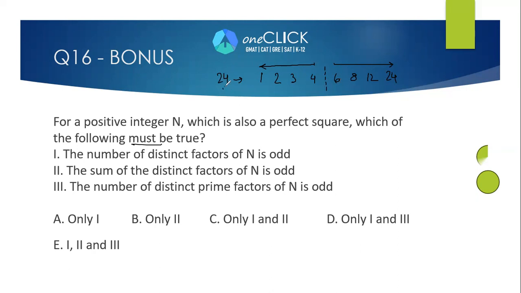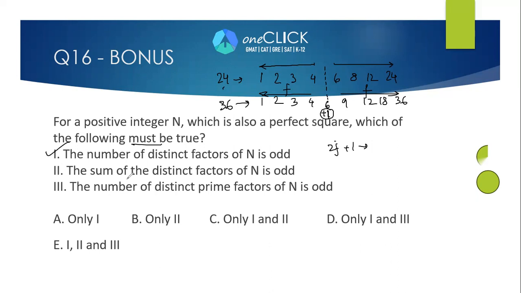Now, if this number was a perfect square instead of a non-perfect square like 24, if I look at 36, then the middle number would be 6, which is the perfect square. And again, on either side, you will have an equal number of factors. So f factors on this side, f factors on this side, that makes 2f, and one more in the middle. So the number of factors is always 2f plus 1. Now 2f is always even, plus 1 will make it odd. So 1 is true.